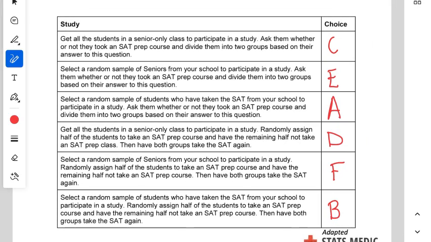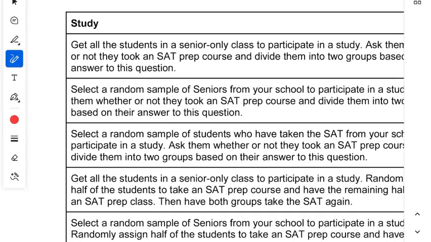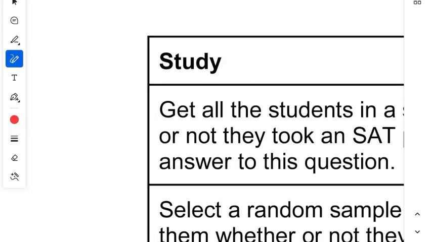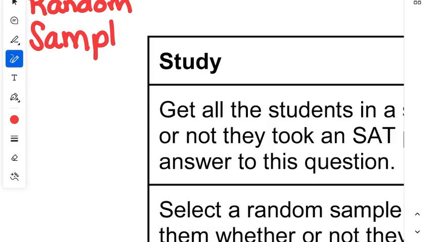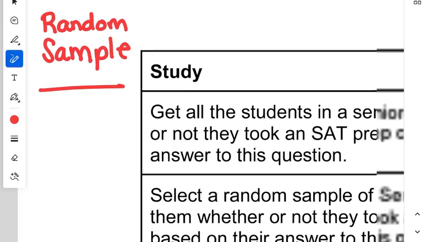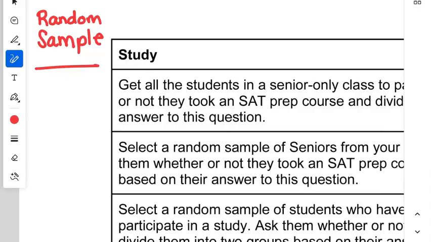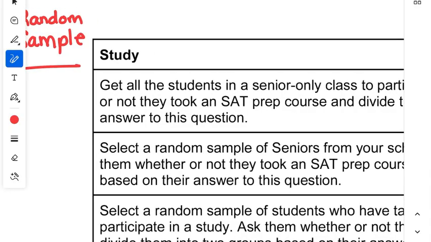Okay, so we've got to understand how this works. We are first going to look at whether they had a random sample. Over here on the side, put random sample, and we're going to write yes or no. The first one says, get all students in a senior-only class. Did they do a random sample? No, they got all students in a senior-only class, so no.